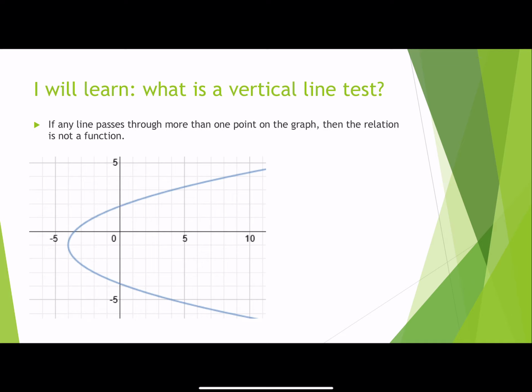Let's look at this one. If I run my vertical line test, I have a fail. This is a relationship, but it's not a function. Why? Because if I ask you when x is 5, what's y? And I have two answers, so it's not a function.